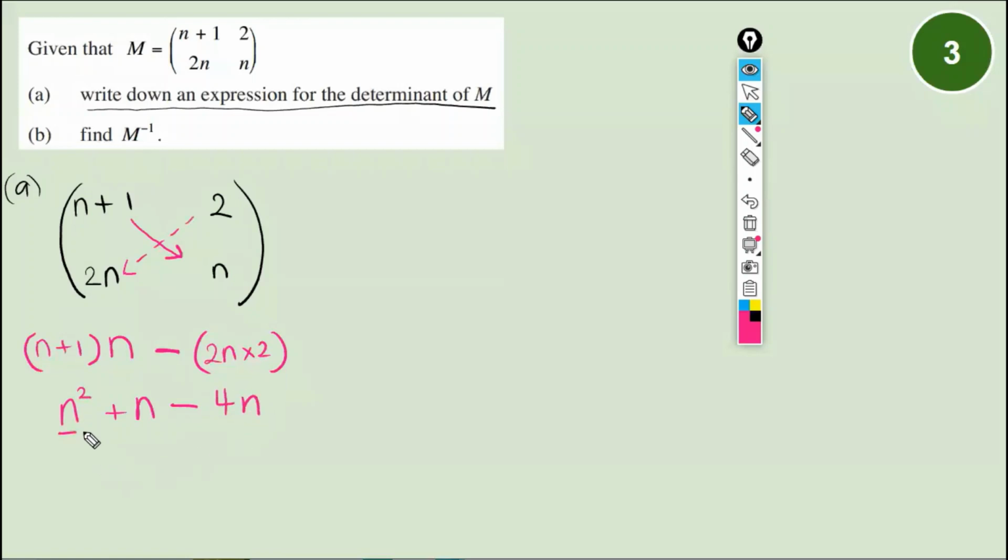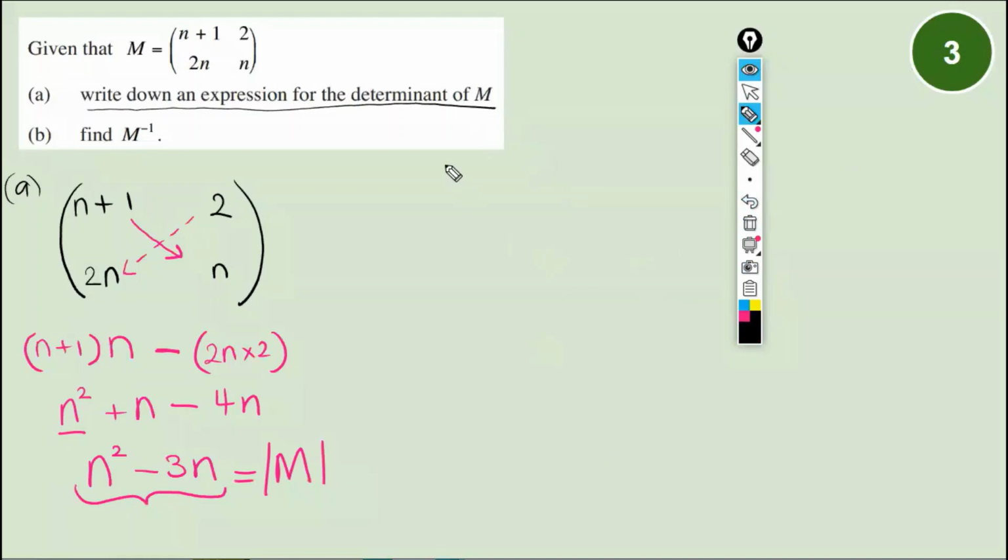So you end up with n squared. Remember, n is really 1n. 1n minus 4n is 3n. So you get n squared minus 3n. And you cannot really simplify that. This here is the determinant of m. There's nothing you can do to simplify that, because n squared and n are different. So we're finished with part A.